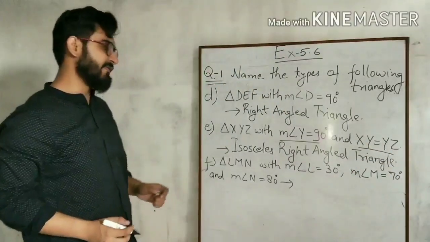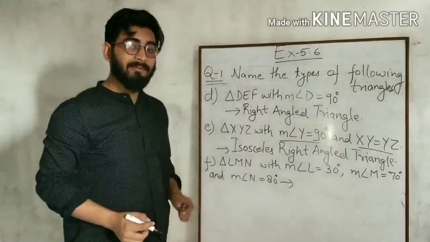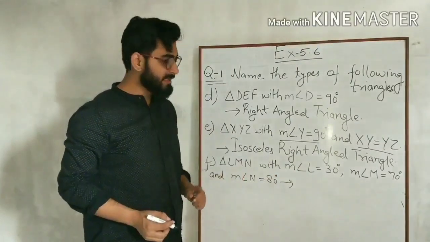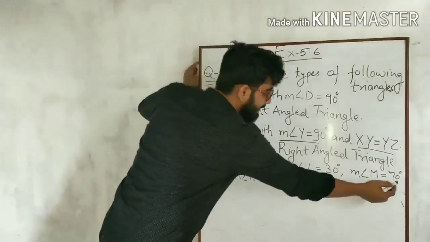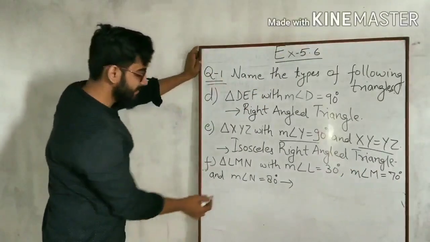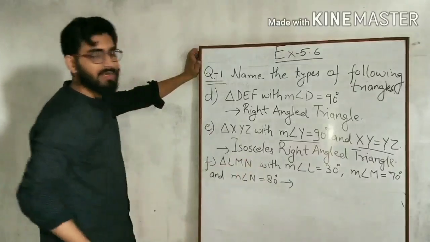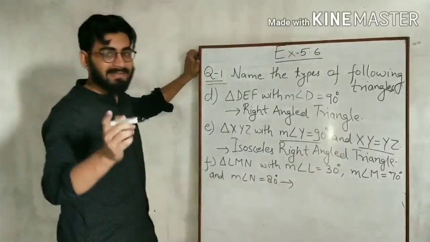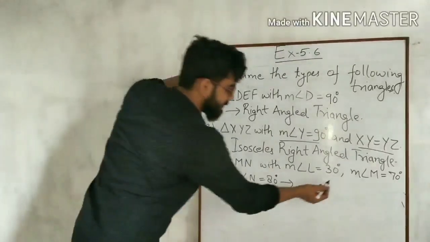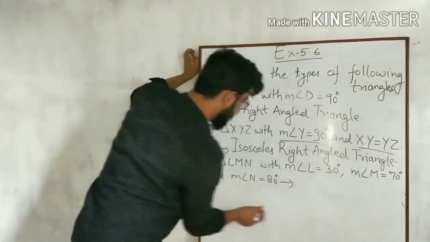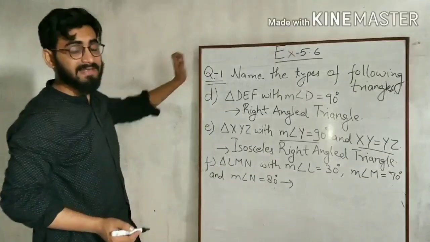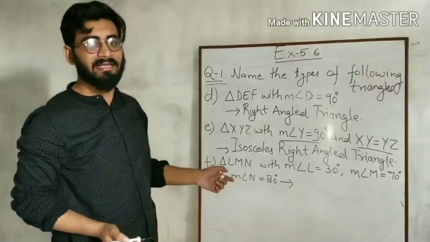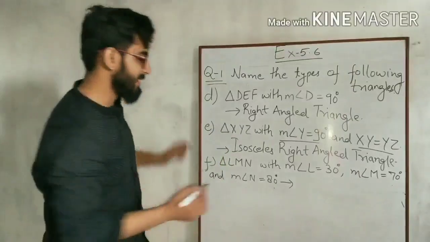Now moving to the F part. Triangle LMN with measurement of angle L equal to 30 degrees, measurement of angle M equal to 70 degrees, and measurement of angle N equal to 80 degrees. You can see here each of the angles is less than 90 degrees. This is 30 degrees, this is 70 degrees and this is 80 degrees. Since each of the angles is less than 90 degrees, this type of triangle is an acute angled triangle.